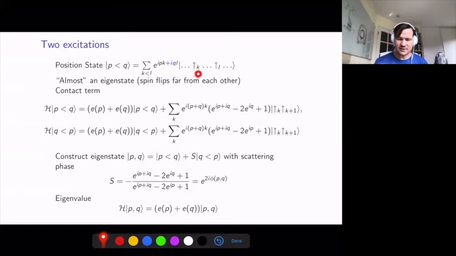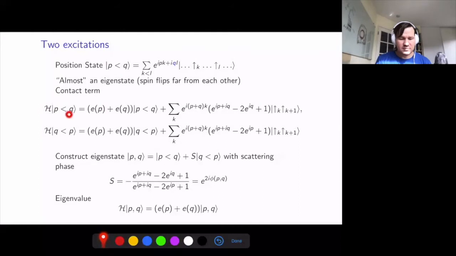So at the 2 excitation level, we have spin up at position k, spin up at position l. Again, we make a Fourier transform, assuming that they are ordered like this, so it's e^{i(pk+ql)}, and we call this state |p,q⟩ with p less than q. And then we can see that this is almost an eigenfunction. The Hamiltonian acting on the state |p,q⟩ is equal to E(p) plus E(q). These are the dispersion relations from the previous page, 1 minus cosine, but there's this contact term, right? These two spins which are next to each other prevent the state from being an eigenstate.